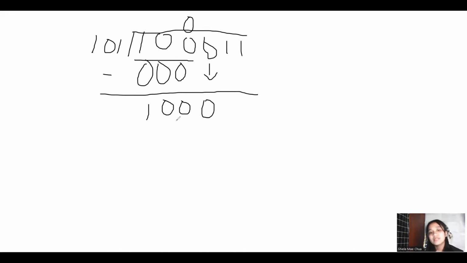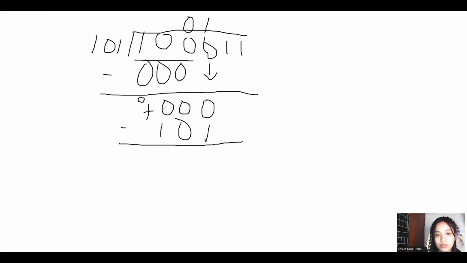Now 1, 0, 0, 0 is greater than 1, 0, 1. So we will put 1 here, and 1 times 1 is 1. 1 times 0 is 0, and 1 times 1 is 1. So perform the subtraction again. So we will get 0 minus 1 cannot be, so we can borrow from 0, 0. So we will borrow from 1 and it will become 0. For it to become 1, 0. Then 1, 0 will become 1.